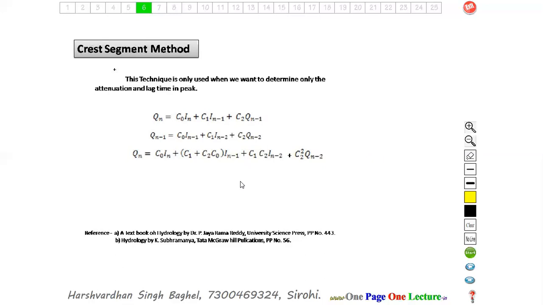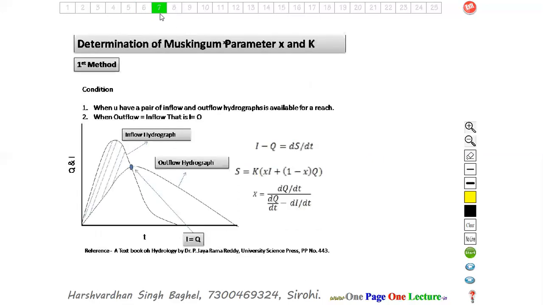So all the parameters are the same as we have discussed in the Muskingum method equation. However, this equation is not commonly used. Usually, the Muskingum method is used. We have discussed that in the Muskingum method, the question arises when we don't have the values of X and K.